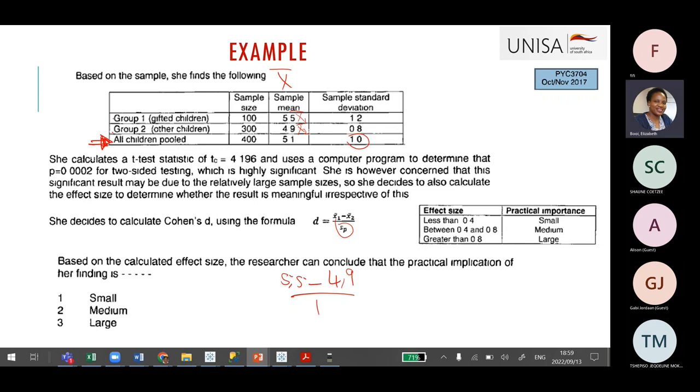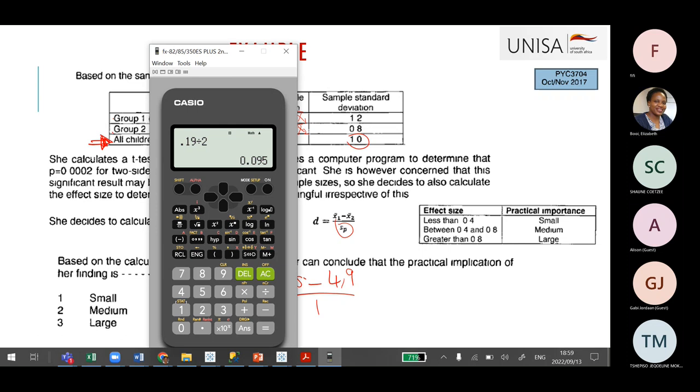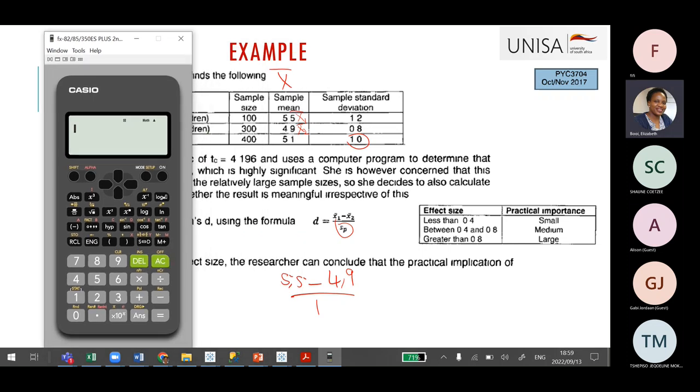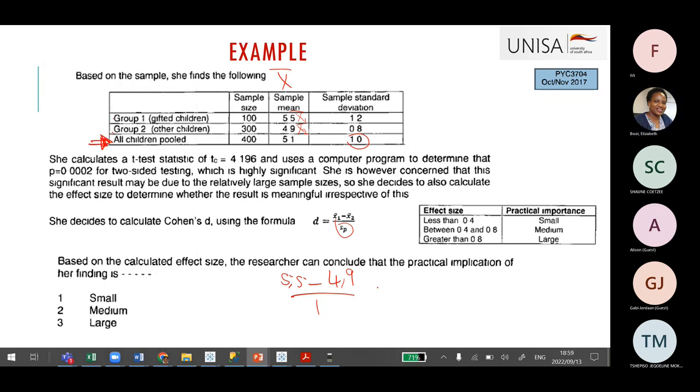Okay, so let's calculate our Cohen D. So 5.5 minus 4.9 equals, divided by 1, it will just give me 0,6. So that is the answer that I get. 0,6. So based on the calculated effect size, that's what they told me, the researcher can conclude that the practical importance of her finding is.